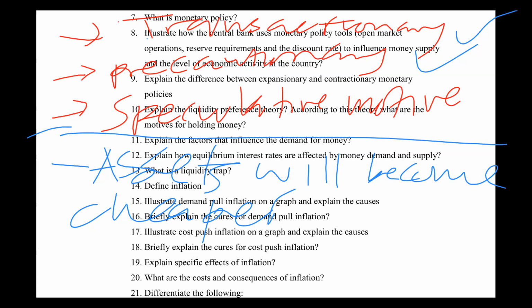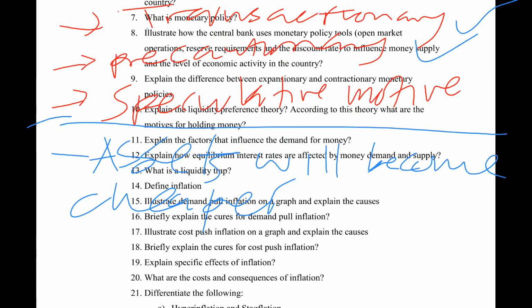So in a nutshell, to sum it up, under the speculative motive, people hold money in anticipation that the future will have cheaper assets. Is that clear? Yes, sir. Any question from anyone? Anyone is free to ask a question.